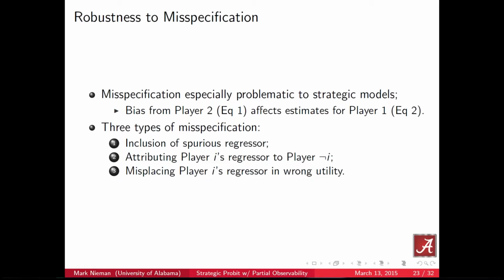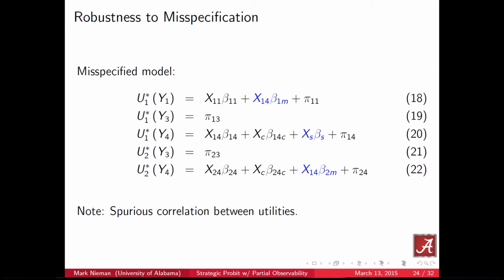So I include first a spurious regressor. I'm also going to misattribute one of the regressors and put it in the wrong player's utility. And then I'm going to misplace one of the regressors for player 1 in the wrong utility for player 1 and actually double count it into 2 utilities.